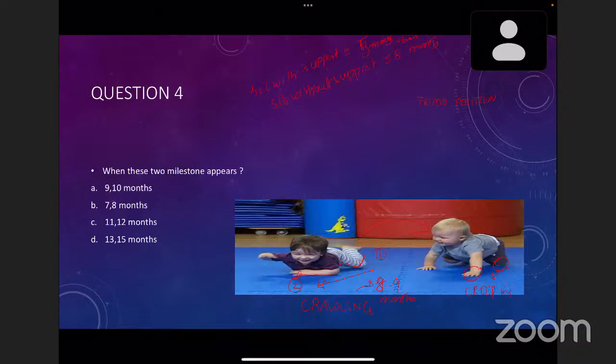So how to remember crawling and creeping? Crawl means the abdomen touches the ground, so that is the A in crawl. So this is acquired first, at the age of 8 to 9 months. And creep has no A in the word, so the child will not touch the ground with the abdomen; you will touch with the feet, knee, and the arm. This is acquired at 9 to 10 months. So the options are 9 and 10. Two milestones: crawling is acquired in 9 months, and creep is acquired in 10 months.